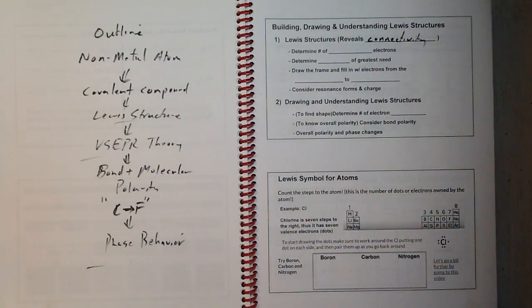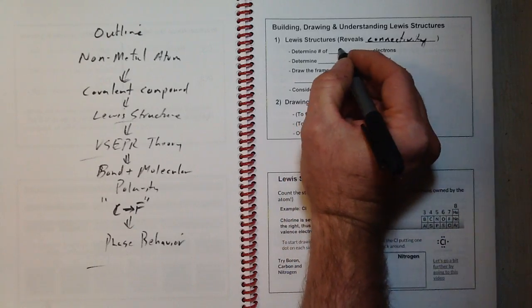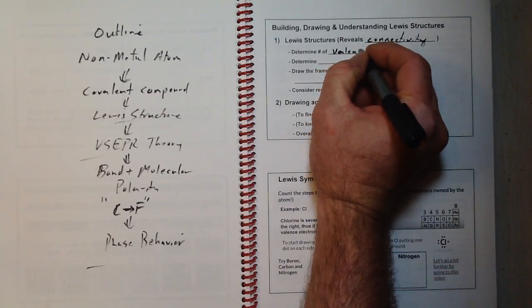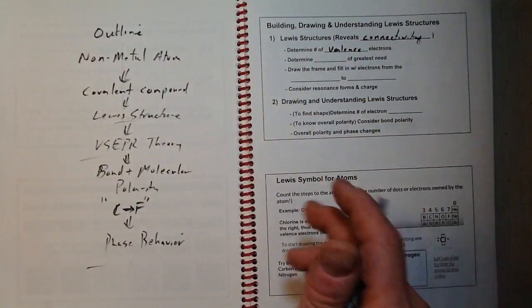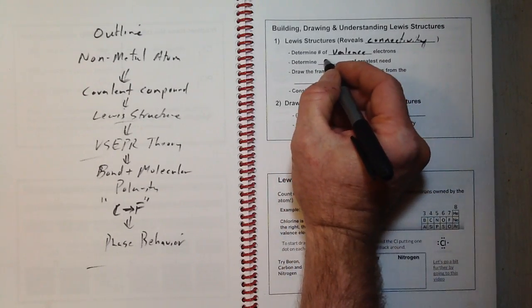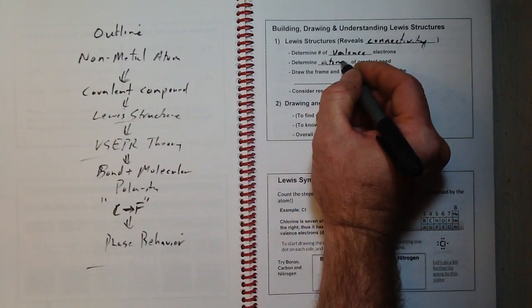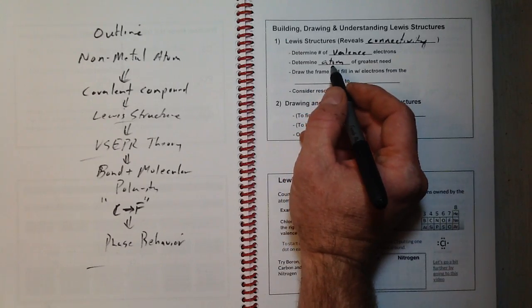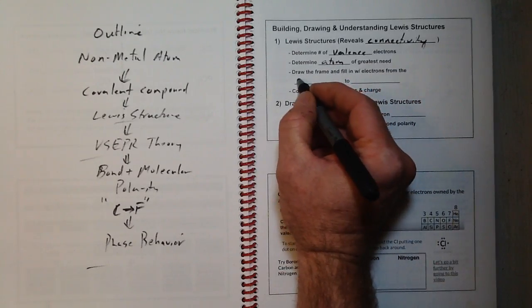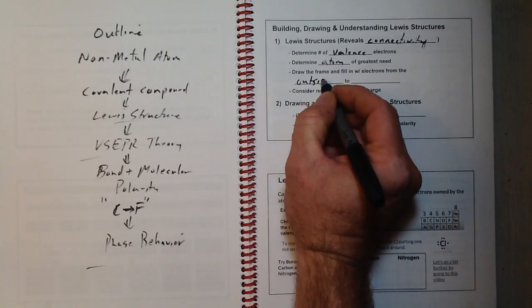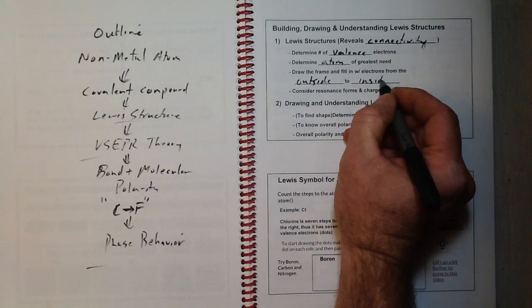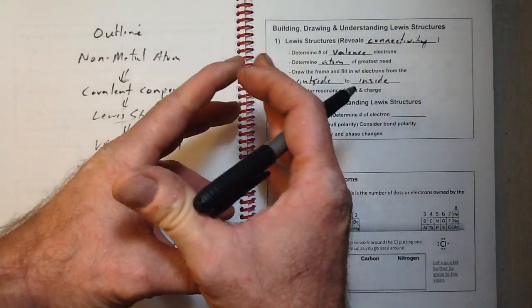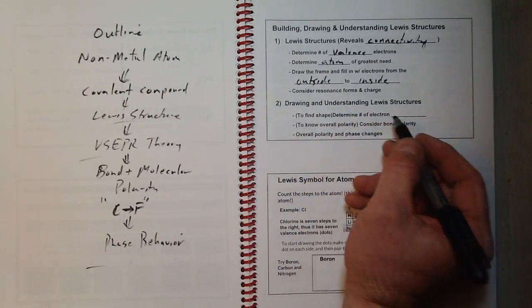Lewis structures: there are rules for how things connect when it's nonmetals. First of all, we need to determine the number of valence electrons. It's going to bleed through on the other side, I think. Not too bad. So determine the valence electrons, then determine the atom of greatest need. Which atom needs to have more electrons or bonds around it? Draw the frame around that atom of greatest need and fill in with electrons from the outside to the inside. We'll talk about what that means. But as you have an atom of greatest need and you've framed all the other atoms around it, you'll put electrons in from the outside in. And then drawing and understanding Lewis structures.